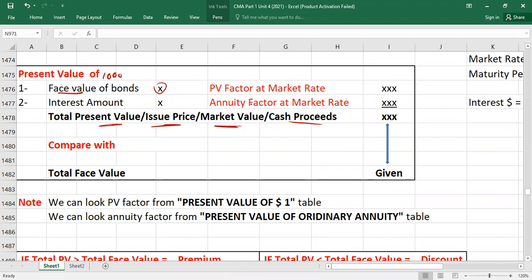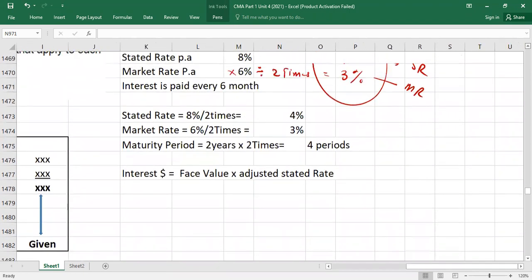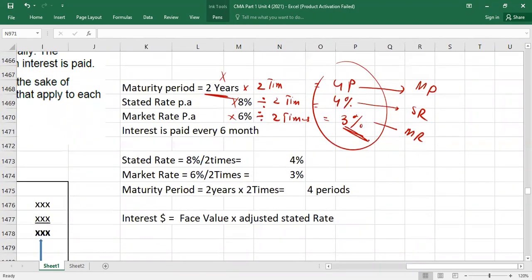Multiply by. Here you have to make changes. Present value factor at which rate? Market rate. What have I assumed as the market rate there? We assume the market rate is 3%, right? And maturity period is 4, and stated rate is 4. So market rate is 3%.